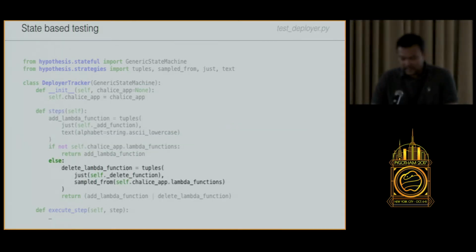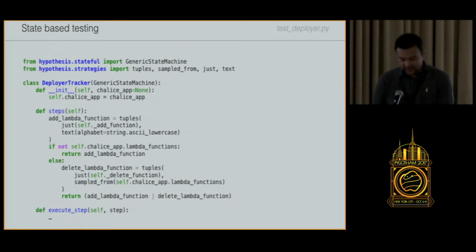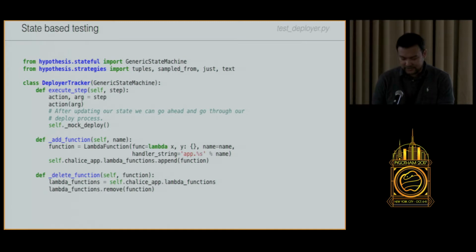Otherwise, if you have at least one Lambda function, you can then either add a function or delete a function. And here what we're saying is randomly pick one of our functions that we know about and just delete it. And then this syntax here is just saying now you have a choice. So hypothesis will pick one or the other. Okay, so once we've done that, we look at our execute step. So our execute step is pretty straightforward.